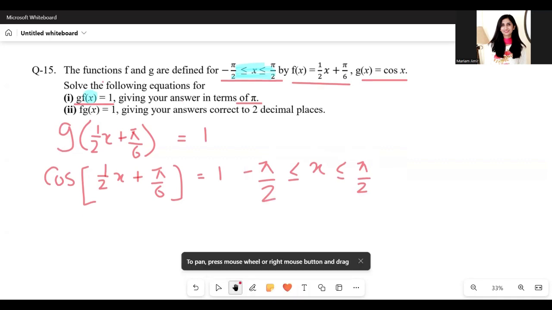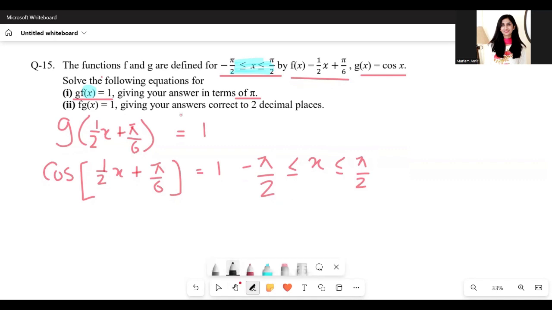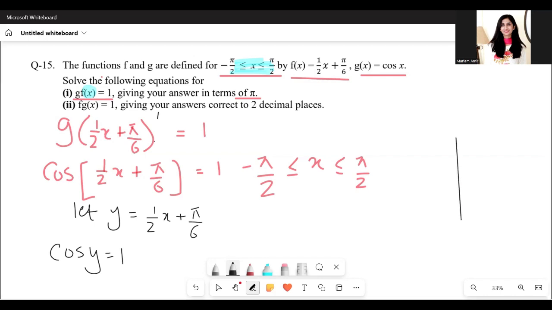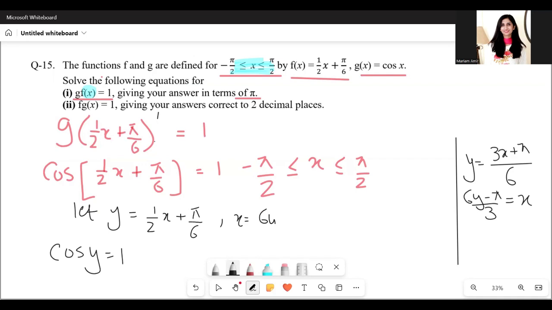Now this is a transformed trigonometric function. We'll have to let y equal half x plus pi by 6, which makes this cos y equals 1. Also, we'll have to write the domain in terms of y. So if I make x the subject here, I can take the LCM of 6 and 2, which is 6, and I get y equals 3x plus pi over 6. So x equals 6y minus pi upon 3.